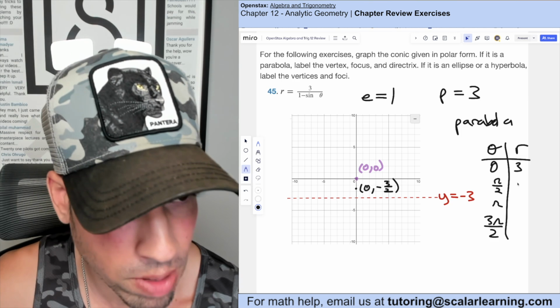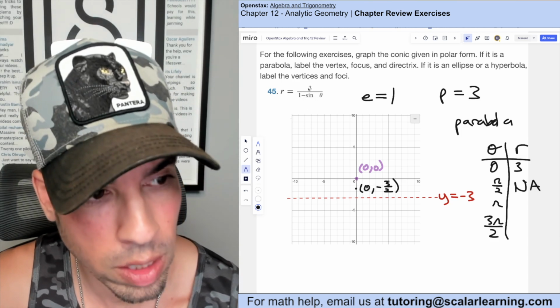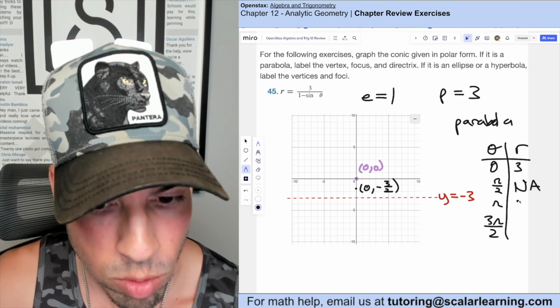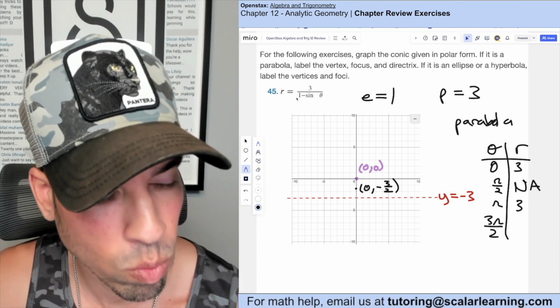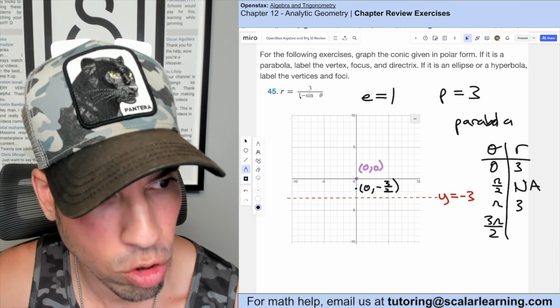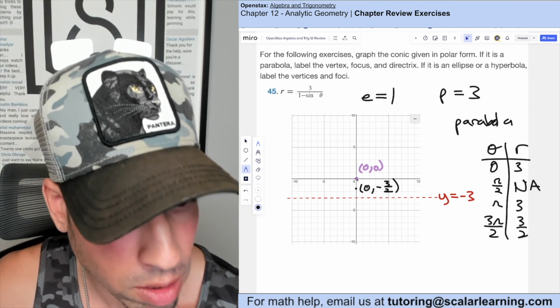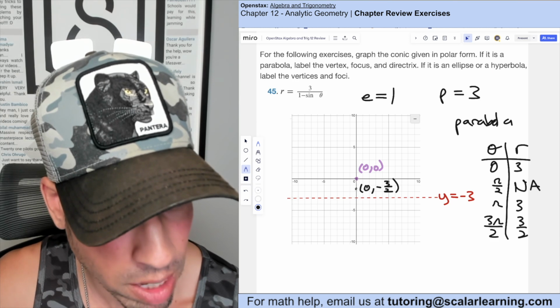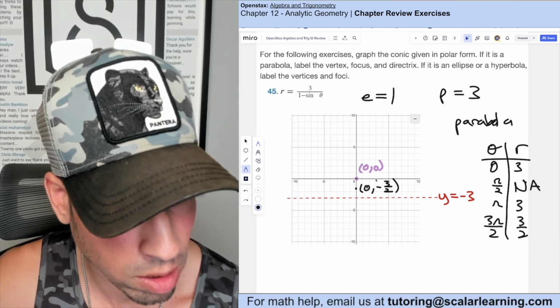That would be undefined because it's 3 over 0, so we'll just say not available. Sine of pi is 0 again, so it's 3 over 1, which is 3. And then sine of 3 pi-halves is -1. 1 minus -1 is 2, so that's 3 over 2, which happens to be the vertex, right? Because if I go on the 3 pi-halves axis and go down 3 halves, I'm right there. So let's plot these other 2 points. 0 is coming out this way at 3.